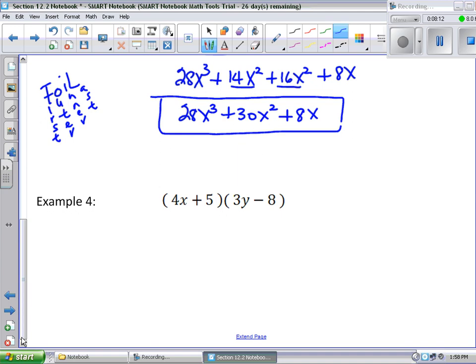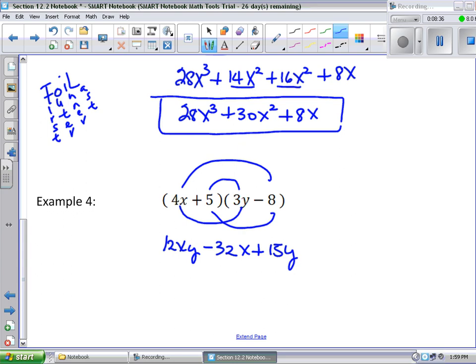Now I can use the term FOIL on this one. These are two binomials. I'll multiply the first terms. 4x times 3y will give me 12xy. The outside terms, 4x times negative 8 would give me negative 32x. The inside, 5 times 3y would give me 15y. And the last, 5 times negative 8 would give me negative 40.